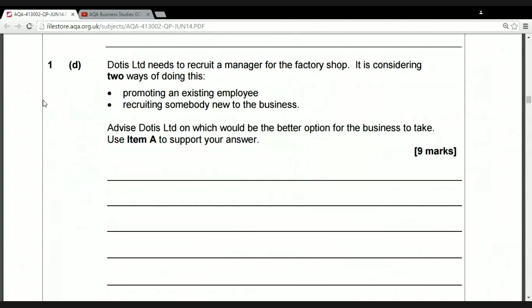We'll start off with our advantage. So we're going to start off with the statement. So we're going to say Daughters Limited should promote existing employees. Okay, and we're going to have to find an advantage for them promoting an existing employee. Okay, so let's go with one strong advantage.